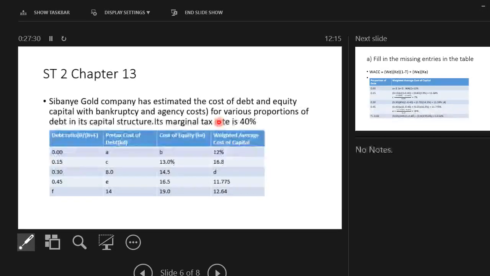Another thing you always need to know is that the only portion of your capital that is affected by tax is the debt. The only portion of capital affected by tax is debt.